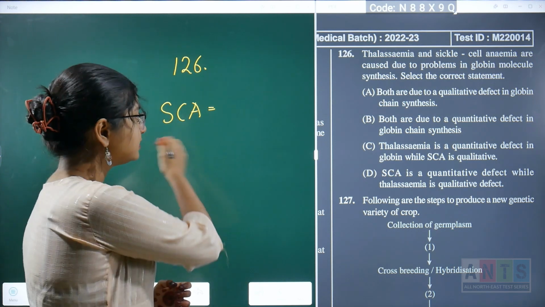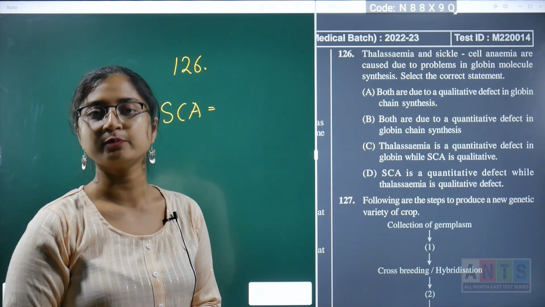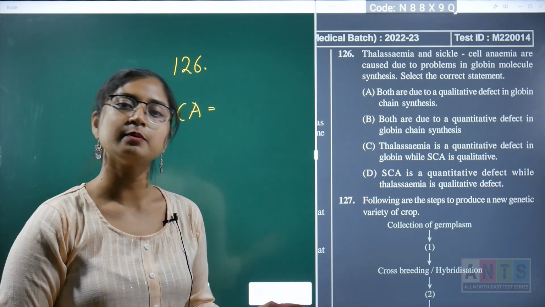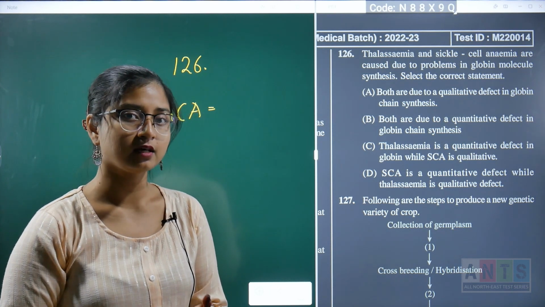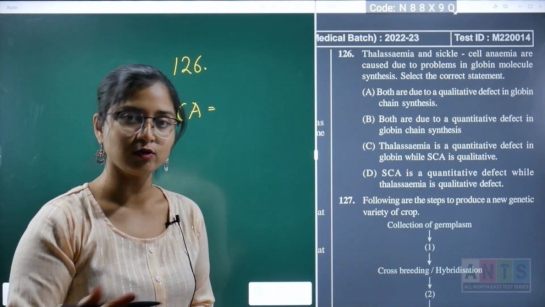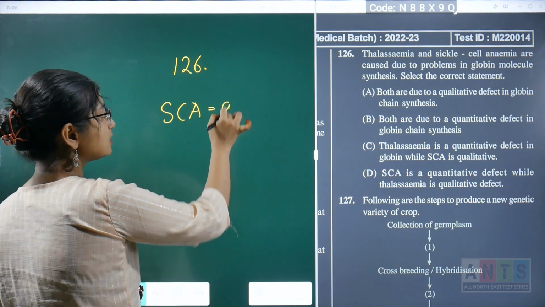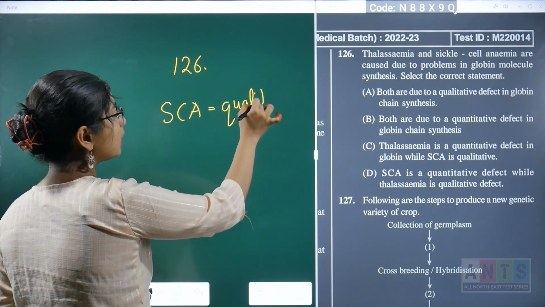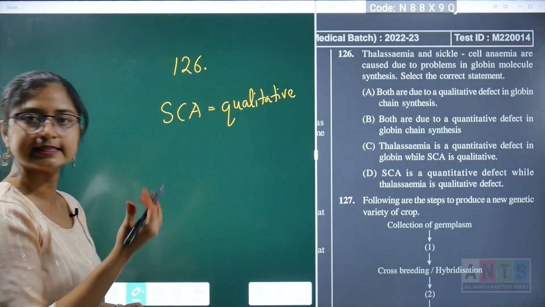That is why in sickle cell anemia, instead of having the normal biconcave shape, RBCs appear to be sickle shaped. So what is happening here? In sickle cell anemia, the quality of the globin or the quality of the RBC is affected. So we can call sickle cell anemia a qualitative disorder of blood, of RBCs, or let's say globin.